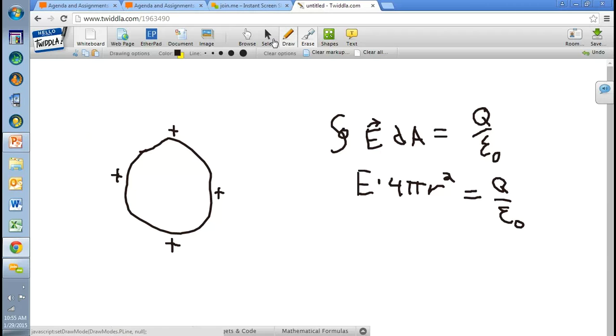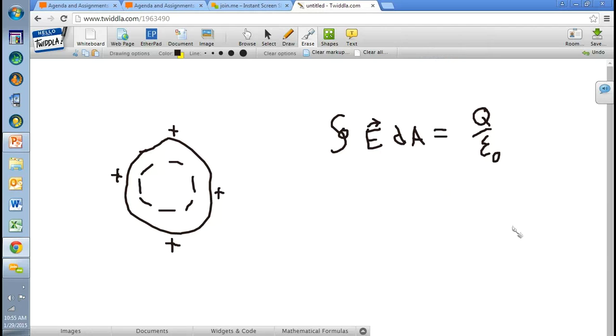Okay, so now I'm going to draw another Gaussian pillbox. Keep in mind that this was a shell of charge, okay? And all that charge is on the outside here, okay? So I'm going to be doing the exact same thing here.